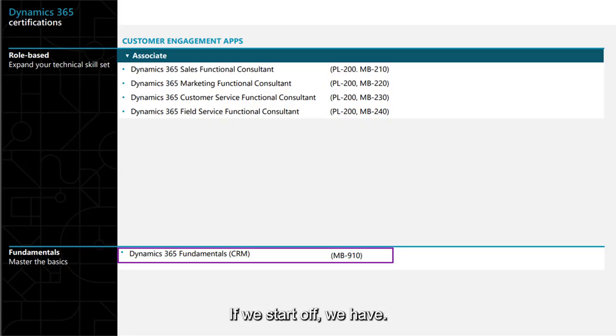If we start off, we have various types of exams. We have fundamentals exams and we have role-based exams. Now, the fundamentals exam is this specific exam, the MB910. This is the start of the certification and the understanding of everything. It allows people to demonstrate their knowledge of the basic parts of the system and gain an understanding overall. Once people have taken this exam, you can then look at a role-based exam to expand your technical skill set.